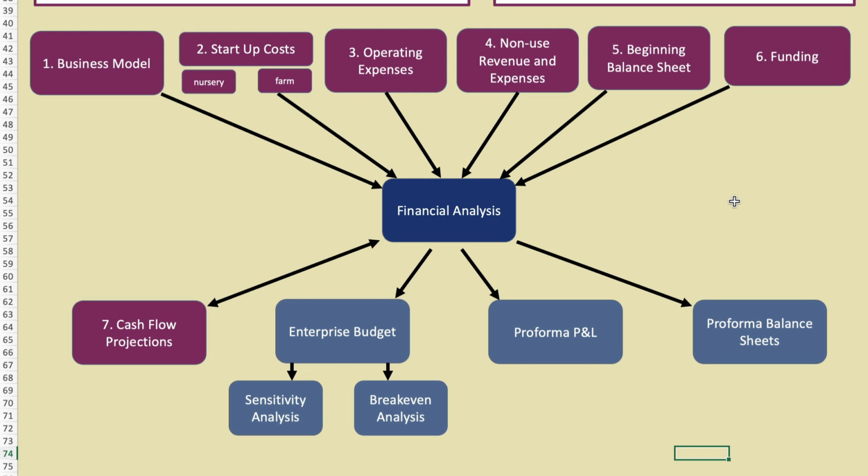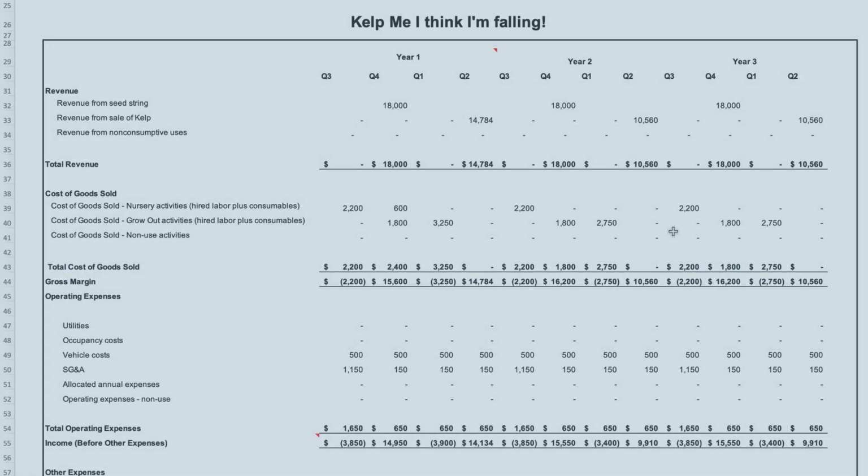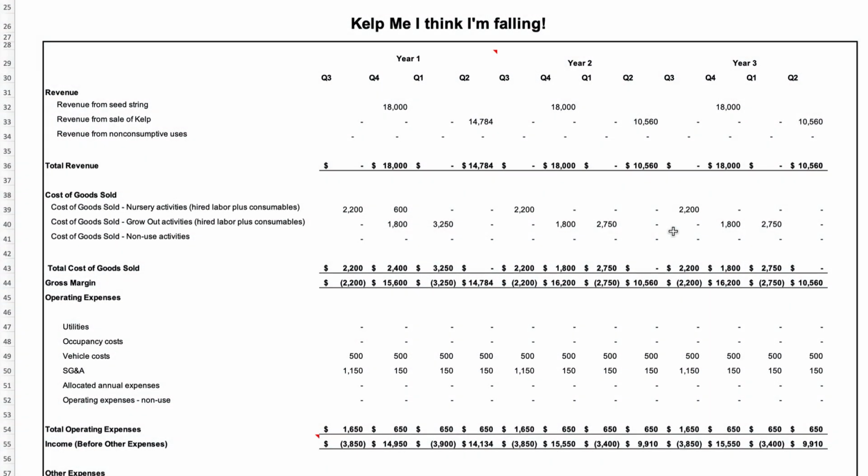Okay, so as always, we can either navigate this model by clicking on these hyperlinks or by just navigating directly to the pages. Although we're not going to be moving from left to right in this graphic here, I'm going to start with the pro forma P&L, also known as an income statement. And here we are at the 3-year projected income statements for Kelp Me.